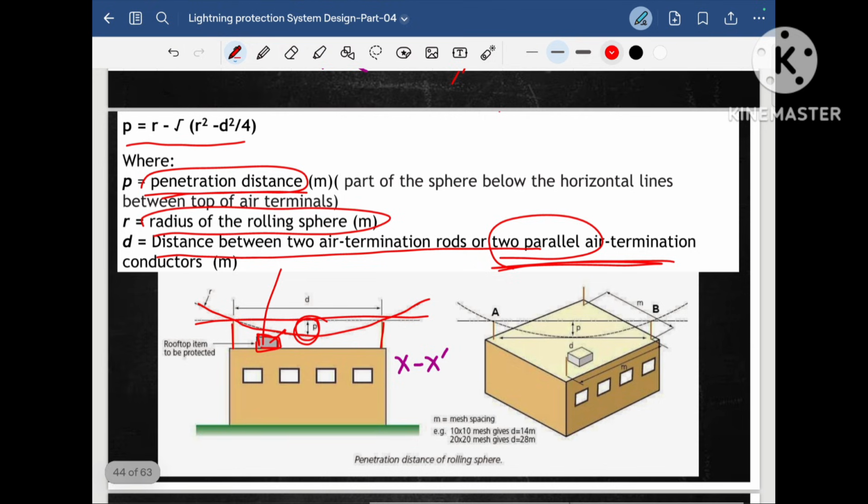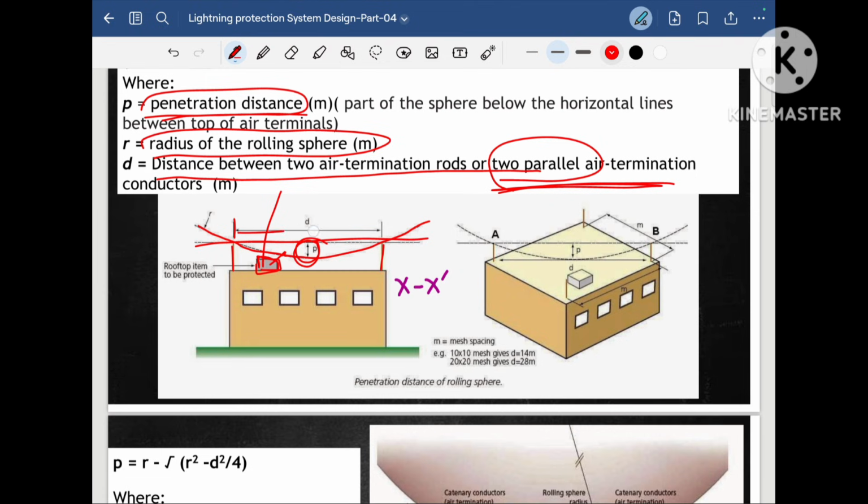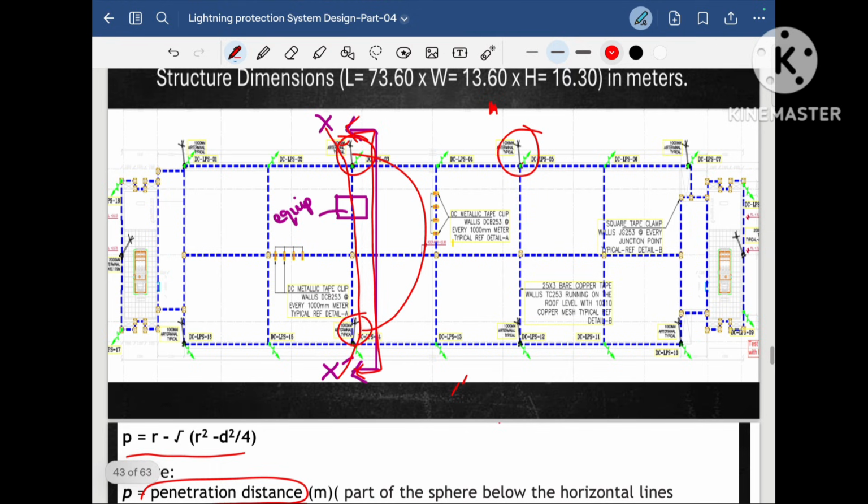You will come to know, it will be more clear when we do the numerical value. As we know, our building width is 13.6 meter. Here you know that air terminal to air terminal distance is 18.6 meter as per our calculation. But we are checking this cross section, so the air terminal to air terminal distance is the width of the building, that is 13.6 meter. Hope you are very clear with this.